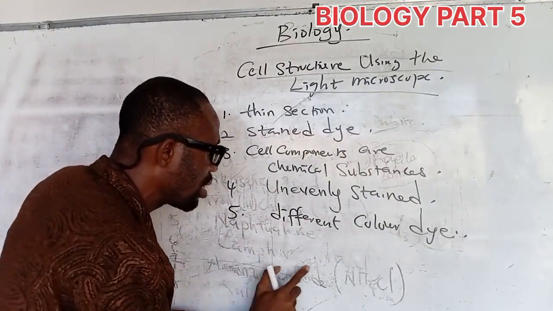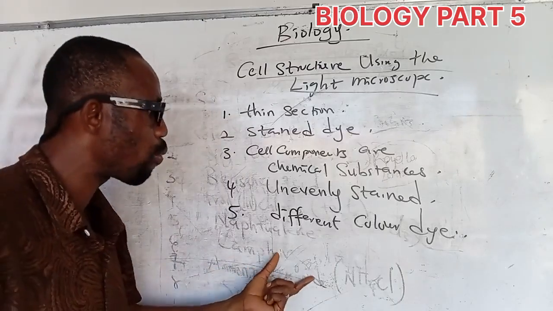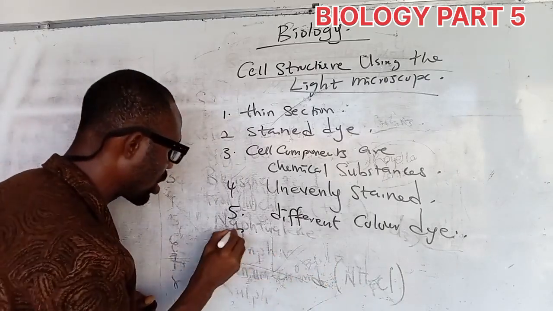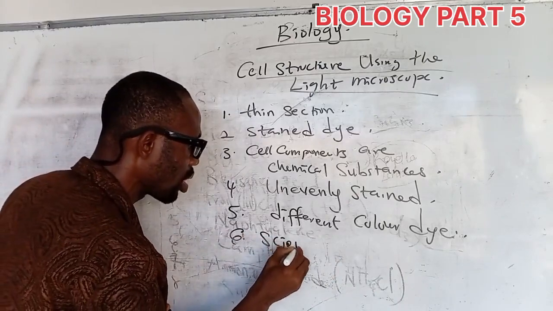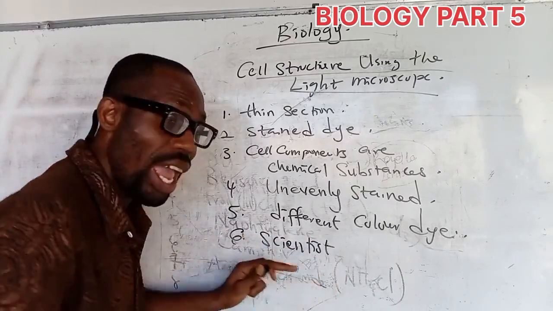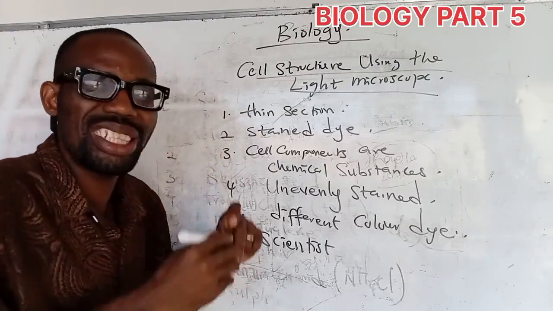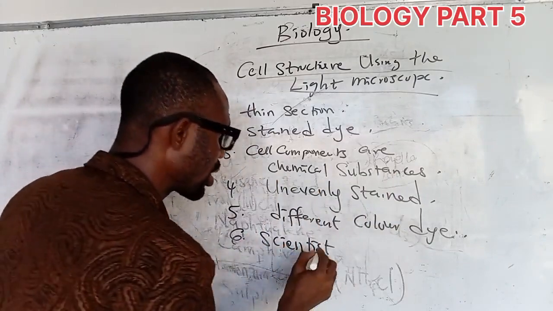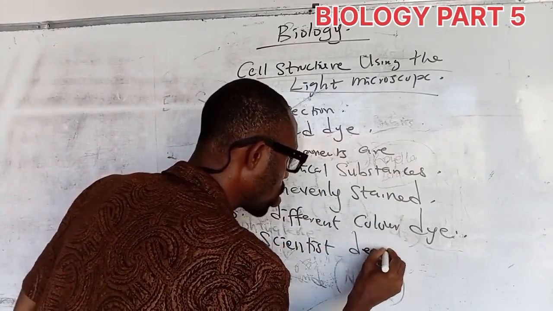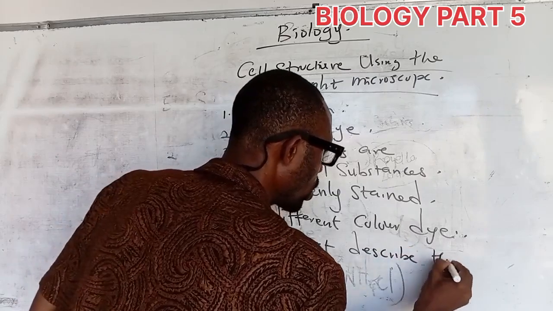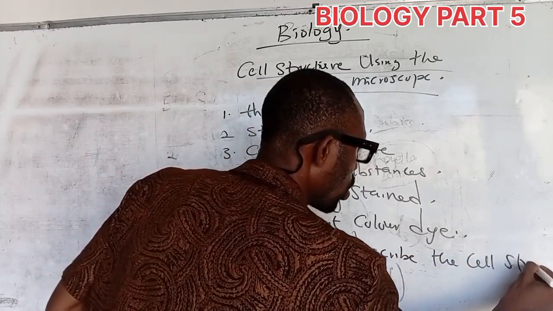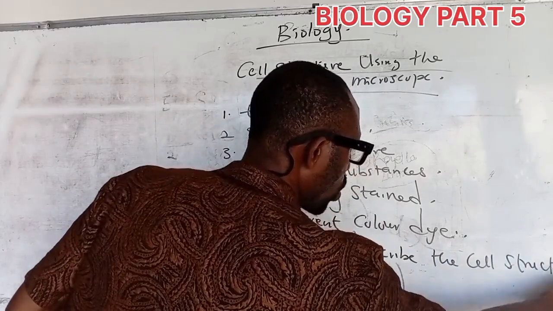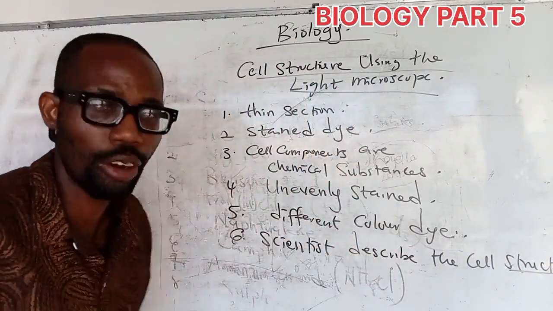It is from this description or analysis, number 6, that scientists were able to describe the cell structure. When you talk about the cell structure, you're talking about the cell shape or the cell form.